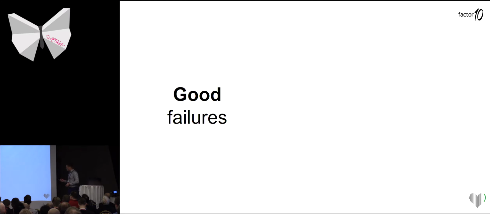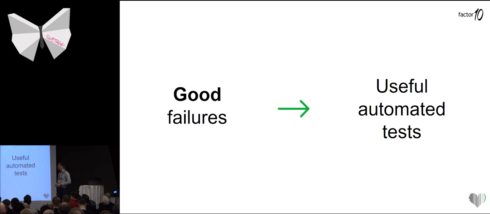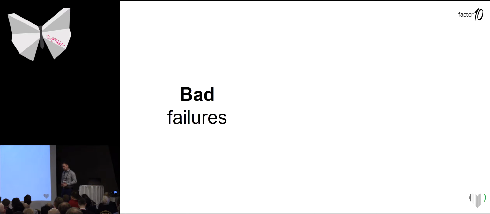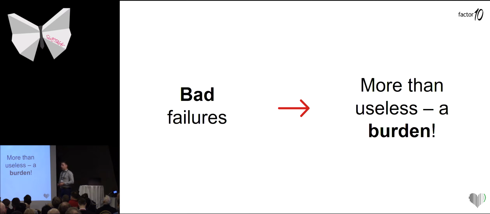So, good failures lead to useful automated tests. And what is the opposite? Well, the opposite is, of course, bad failures. And then you would think that bad failures lead to the opposite of useful automated tests, which would be useless automated tests. But I think they lead to more than that. I think they become a burden. So bad failures result in a test suite that is a burden.